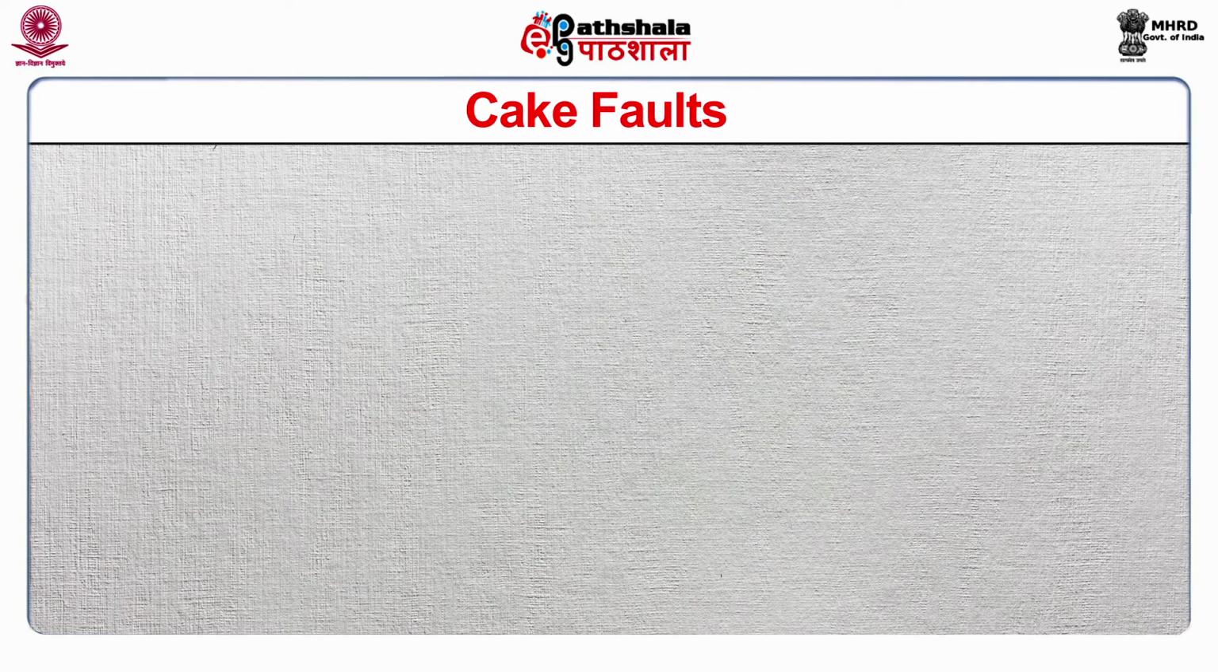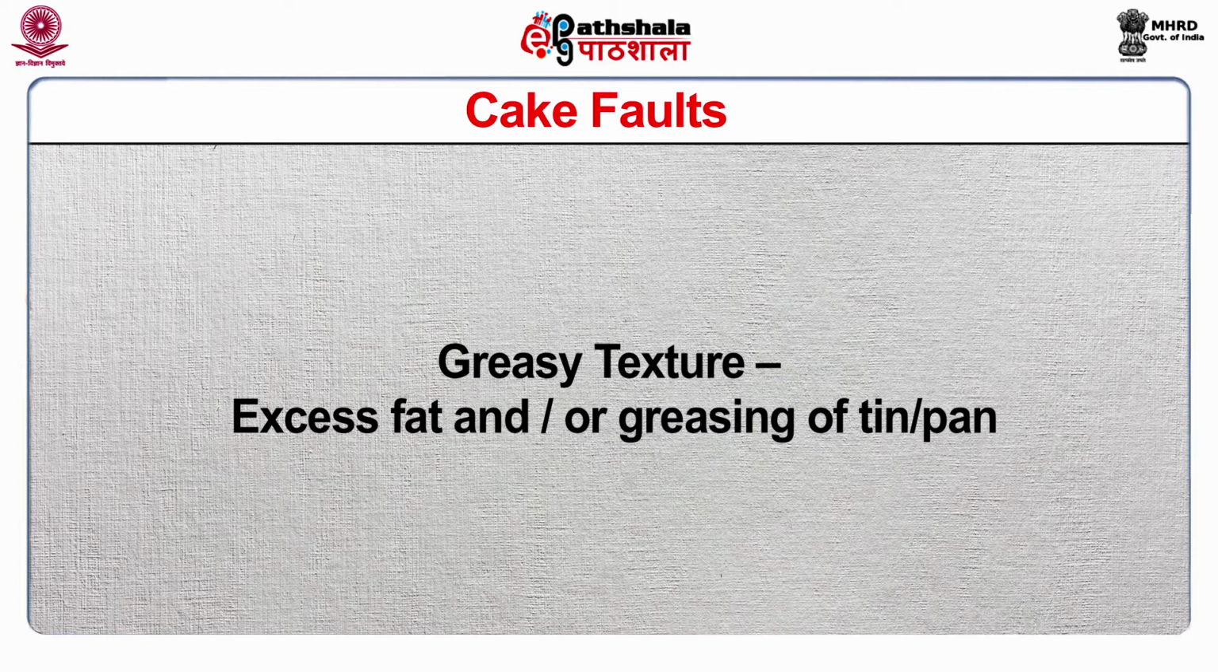The second problem is greasy texture. It is because of excess fat or greasing of tin and pan. Compact texture is because of less tenderizer, more liquid, over mixing of batter, hot or too cold batter, due to which emulsion is broken and thus the batter curdles and gets less volume.